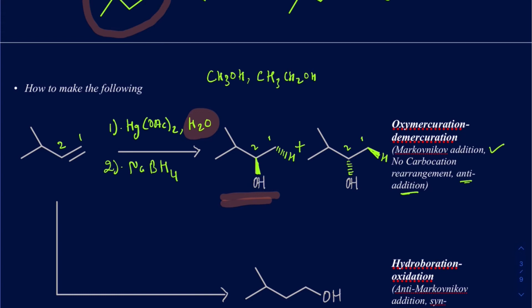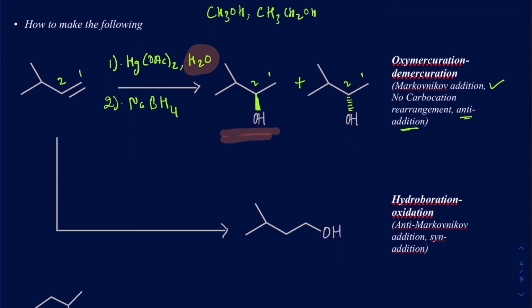And like I said, you don't really have to worry about drawing the hydrogen. So I did draw those here just to show that they're anti to one another. But I want to go ahead and take those out because your carbon number 1 is not really a chiral center, so drawing those hydrogens out of the page or back into the page doesn't really make any difference. So this is what your product's going to be.